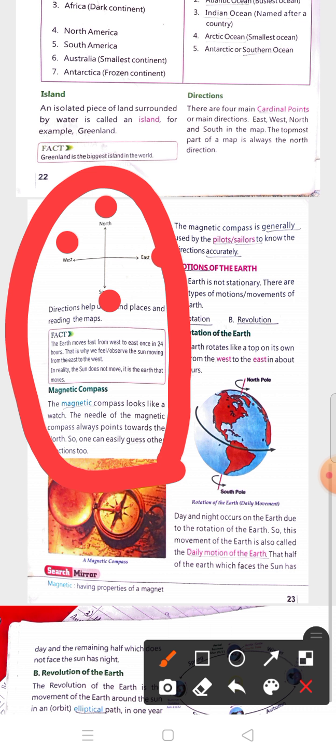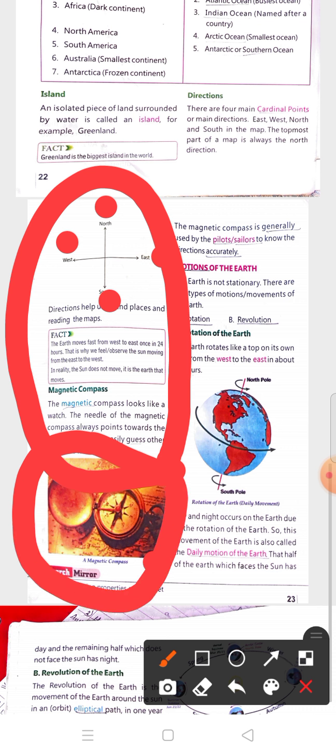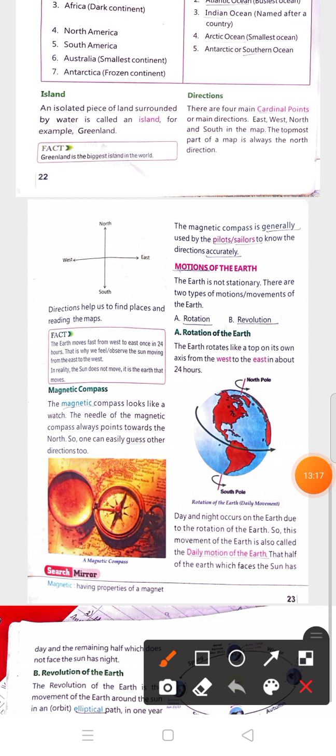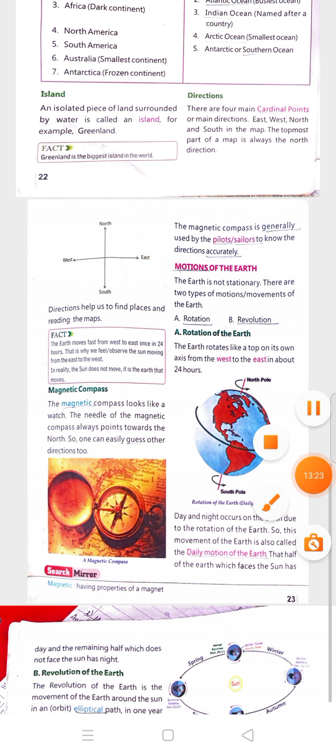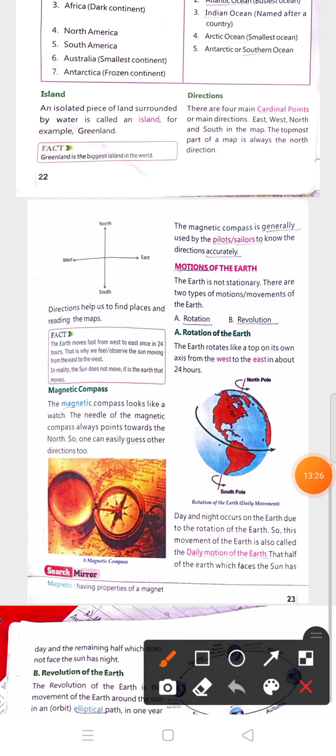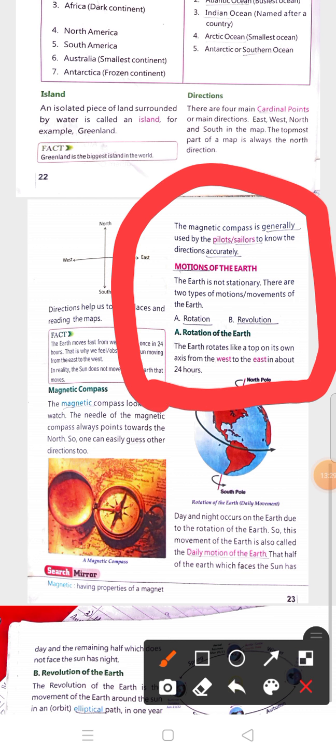Magnetic compass. The magnetic compass looks like a watch. The needle of the magnetic compass always points towards the north. So, one can easily guess other directions too. This is our magnetic compass. The magnetic compass is generally used by pilots and sailors to know the directions accurately.